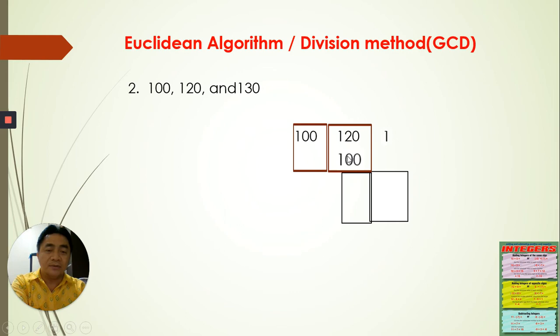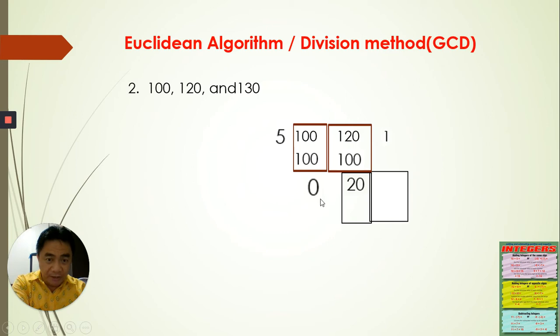So 120 divided by 100 is 1, and 1 times 100 is 100. 120 minus 100 is 20. So this will be our new divisor. 100 divided by 20 is 5. 5 times 20 is 100. 100 minus 100 is 0.